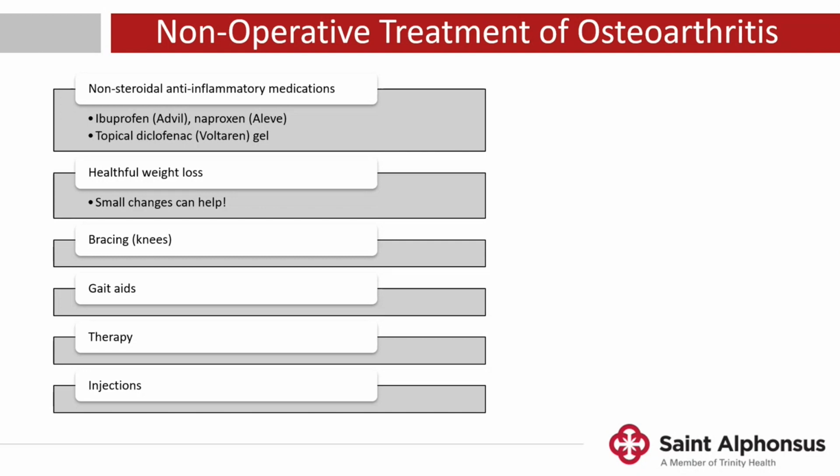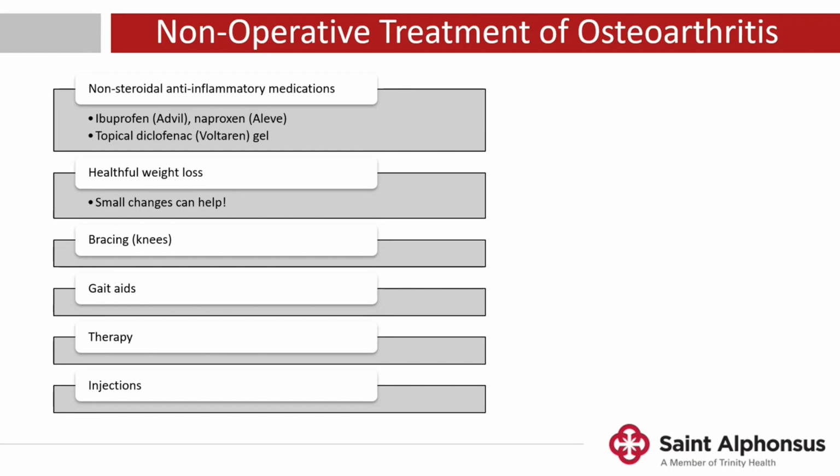Ibuprofen, also known as Advil, or naproxen, also known as Aleve. Those are the main over-the-counter oral anti-inflammatories that are available to people. Some people are unable to take oral anti-inflammatories due to heart or kidney issues, or because they're on blood thinners, or have a history of ulcers or bariatric surgery.